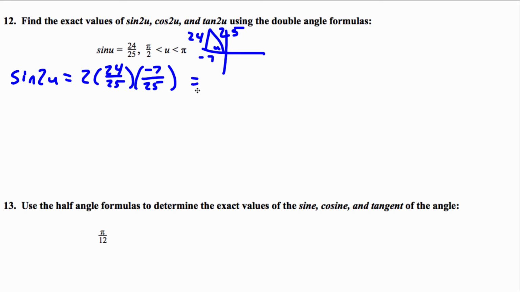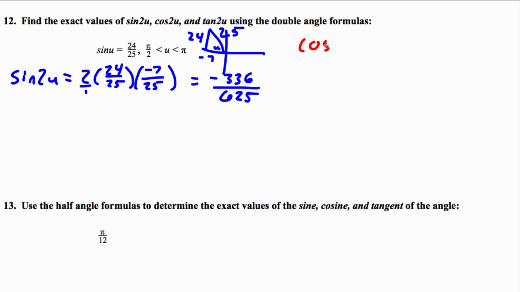Now what we can do is we can take all of these fractions and multiply them together. I'm going to put the 2 over 1 to make it easier to see where the fractions are. So if we take 2 times 24 times negative 7, we're going to end up getting negative 336. And then on bottom, if we take 1 times 25, we get 625. There's not any reducing that we can do with that, so that's just our answer.